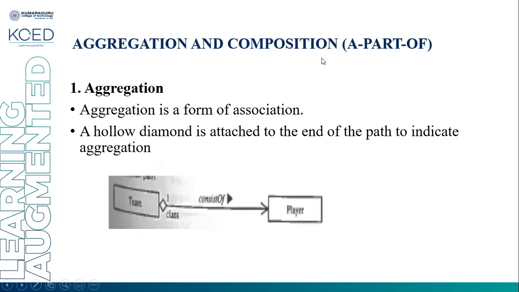Next, aggregation and composition. See, these both are known as part-of relationships. And aggregation is a form of association, a form of relationship.